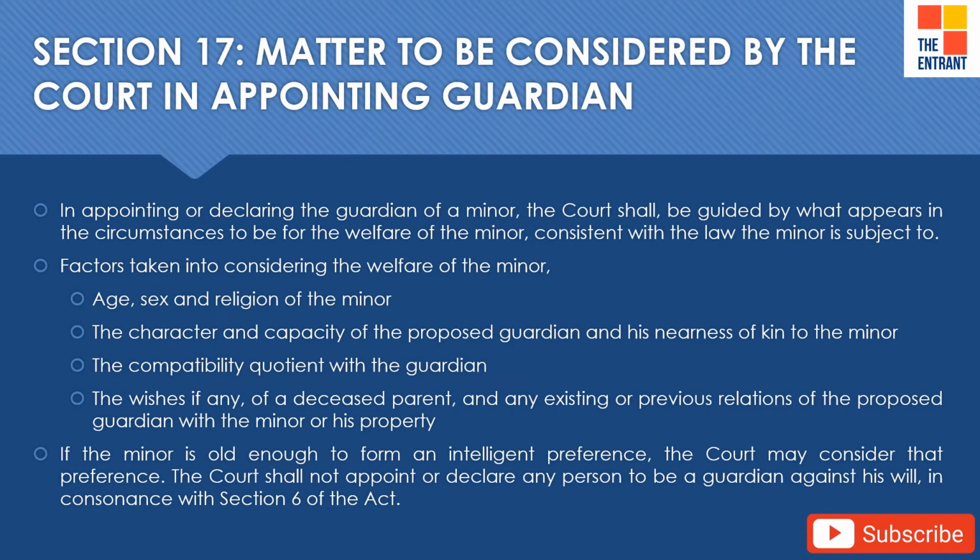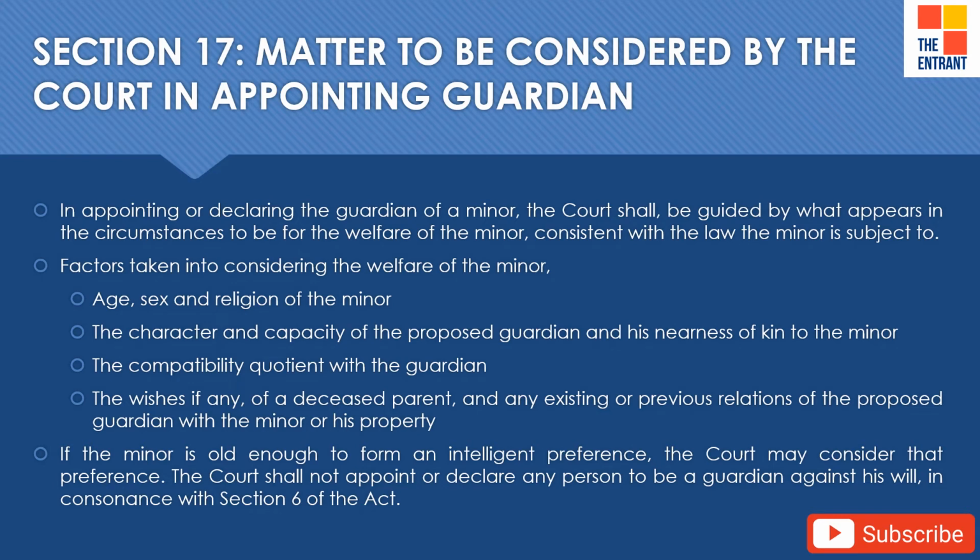Section 17 of the Act lays down the matters to be considered by the court in appointing the guardian. The court shall be guided by what appears in the circumstances to be for the welfare of the minor, and must be consistent with the law the minor is subject to. Some of the factors taken into consideration for the welfare of the minor are the age, sex, and religion of the minor, the character and capacity of the guardian, and his nearness of kin to the minor, the compatibility quotient with the guardian, the wishes, if any, of a deceased parent, and any existing or previous relations of the proposed guardian with the minor or his property.